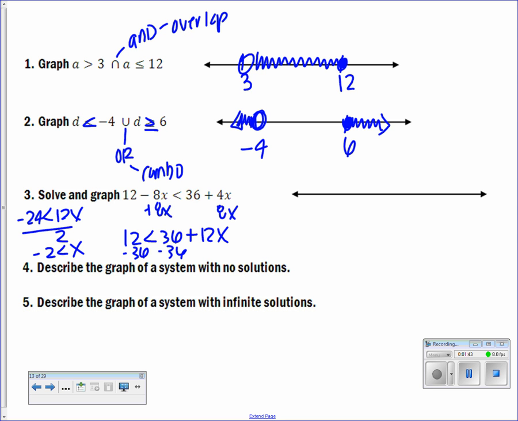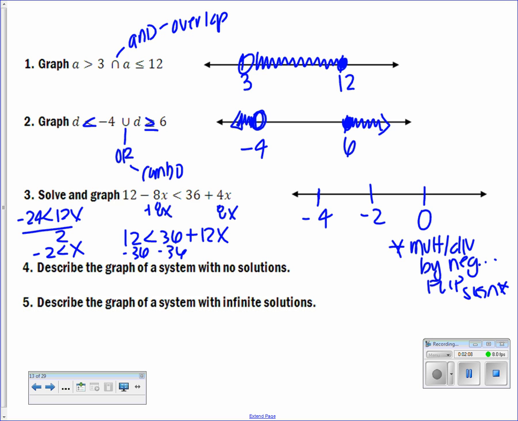Okay, so just remember, we didn't have to do it in this one, but remember, if you multiply or divide by a negative, you have to flip the sign. So multiply or divide by negative, flip sign. Okay, you're definitely going to want to remember that for the exam. So I've got -2 less than x. So I'll put -2, maybe -4, and 0.